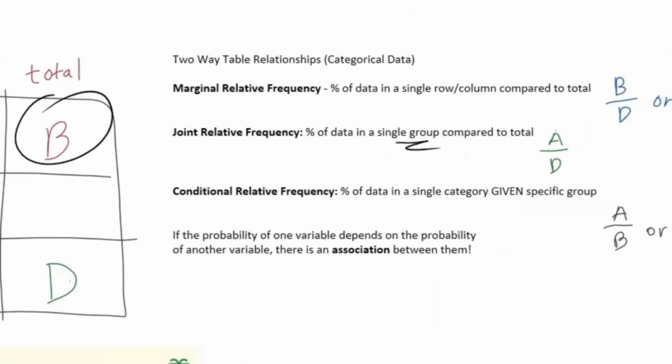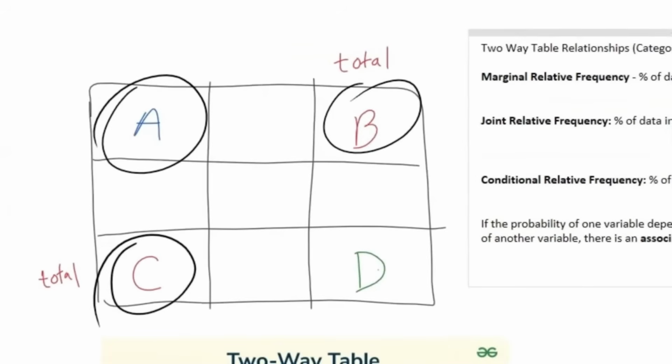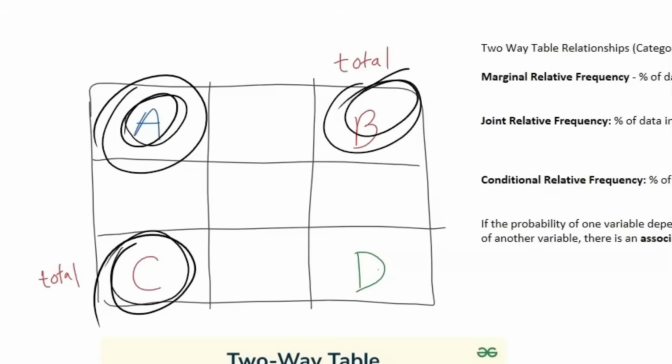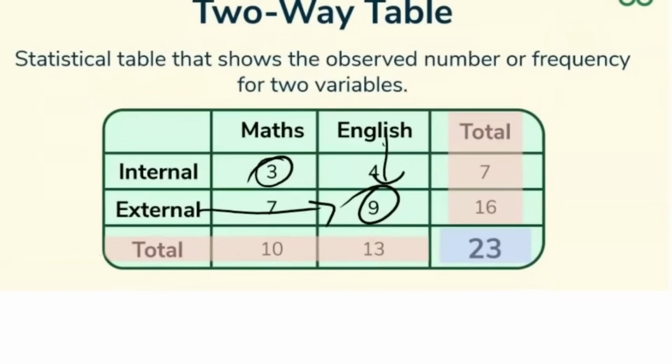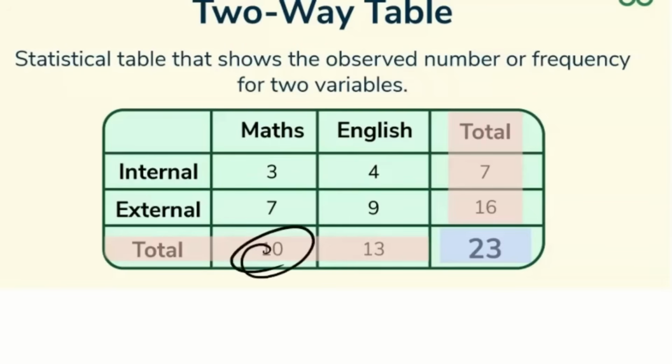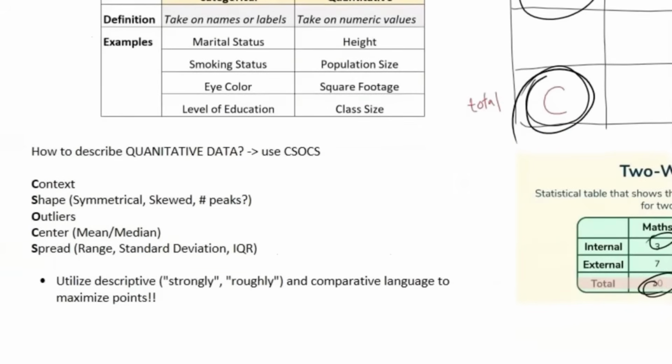Okay, so next we're going to talk about conditional relative frequencies. That's the percentage of data in a single category when you're given a specific group. So now we're looking at A over B or A over C. That's just A, and then the total in the group, the row or column, is going to be under it, so A over C or A over B. In our two-way table, let's say we're given that the student is in math. That'd be 10, so our total would be 10. Then we want to know what percentage of that is internal. Well, we have 3, so that'd be 3 over 10.